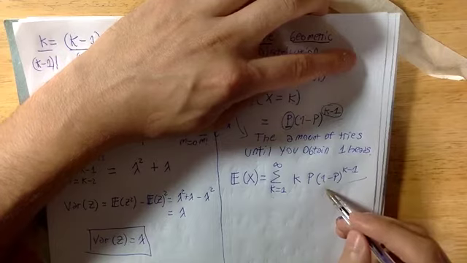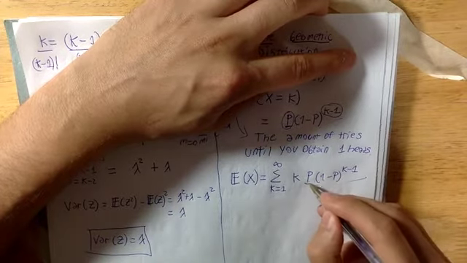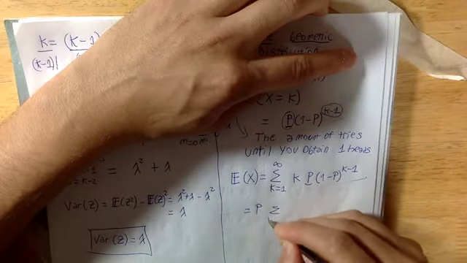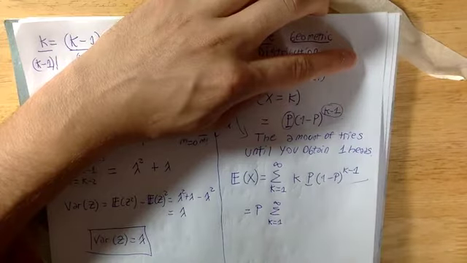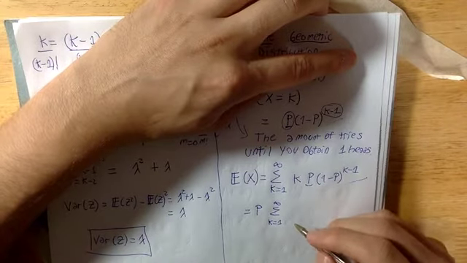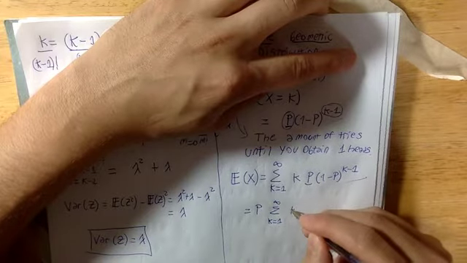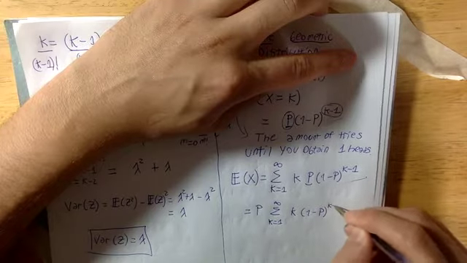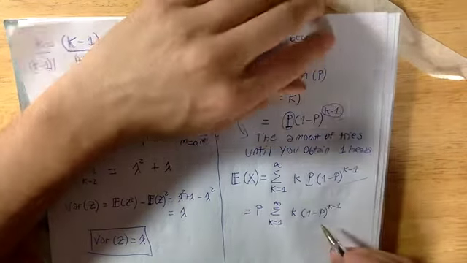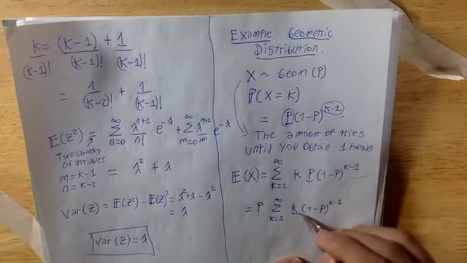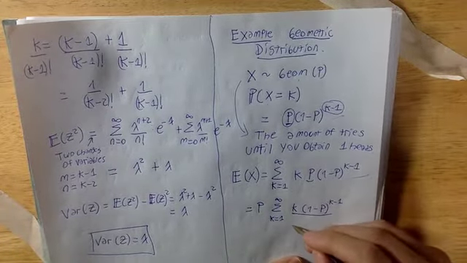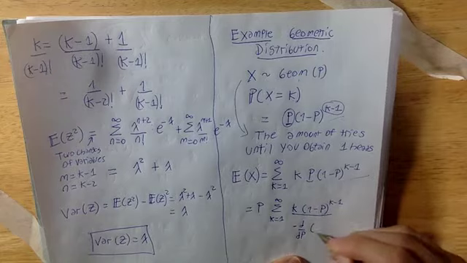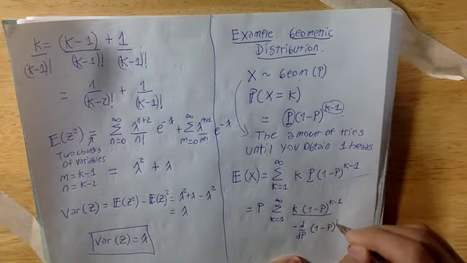So one of the things that we're going to realize here is that this p is outside the sum, so this is equal to p times the sum from k equals 1 up to infinity of k times (1 minus p) to the k minus 1. Okay, now this term here, we can actually realize is minus the derivative with respect to p of (1 minus p) to the k.